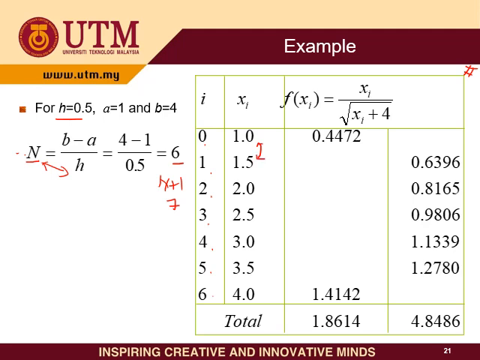The h must be the same from all of it. It cannot be different, the h. Right, 0, 1, 2, 3, 4. This is your n, this is your a, and this is your b, and this is your h, and so on.